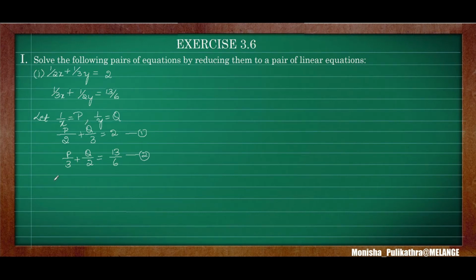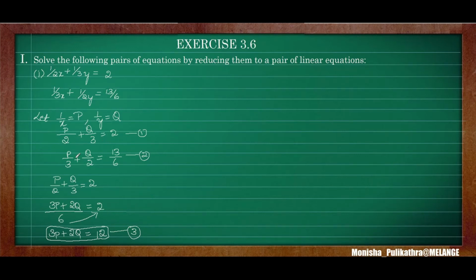In the first equation, p by 2 plus q by 3 is equal to 2. Here the LCM will be 6. 2 3s are 6, 3 into p is 3p, plus 3 2s are 6, 2 into q is 2q, is equal to 2. Next, cross multiplication happens. So 3p plus 2q is equal to 6 2s are 12. This is the equation which we are going to solve. Let this be equation 3.